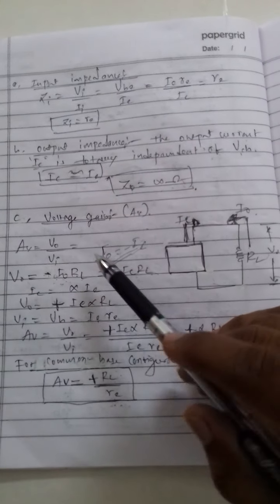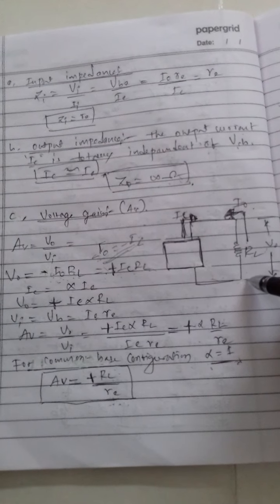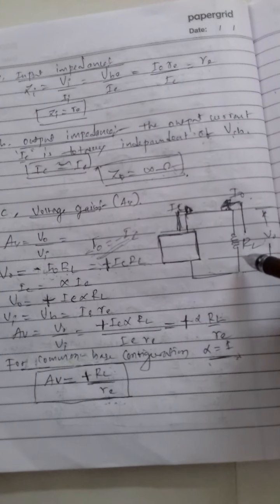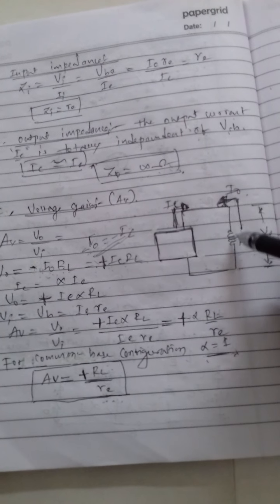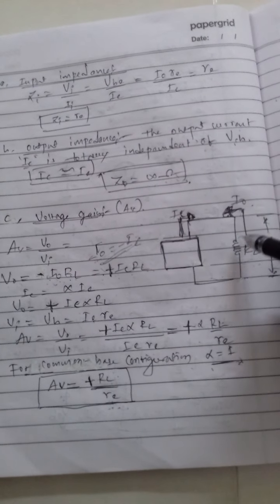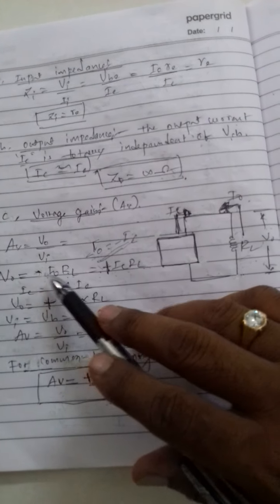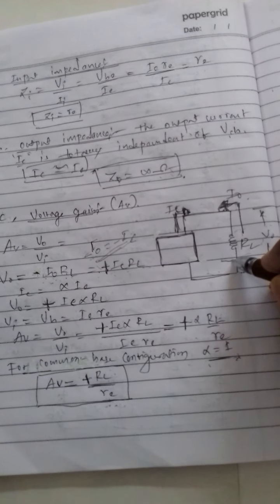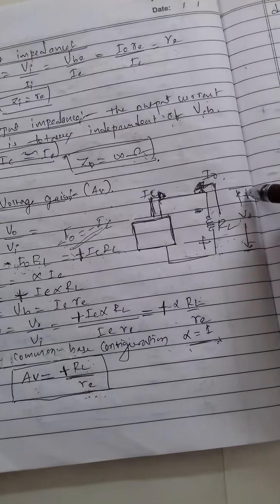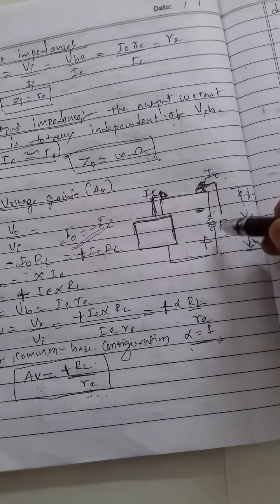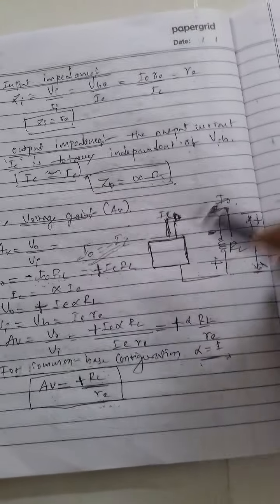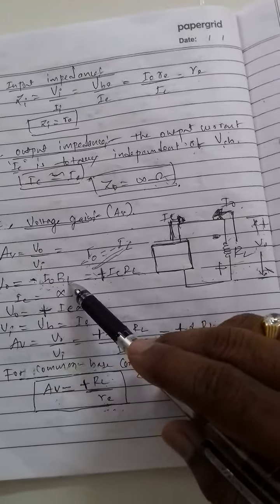Here the output voltage is minus Io RL. Why it is minus Io RL: the direction of the output current is from positive to negative, so here it is minus. Here it is positive and here it is negative. From that, minus Io RL minus Vo is equal to 0. From that, the output voltage is minus Io RL.